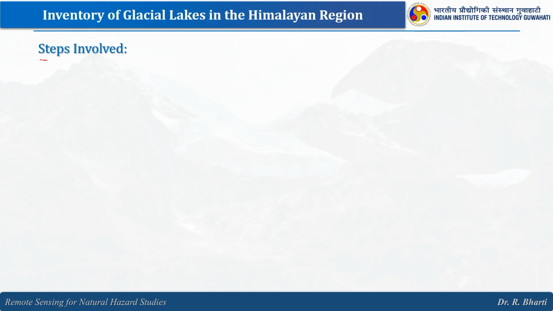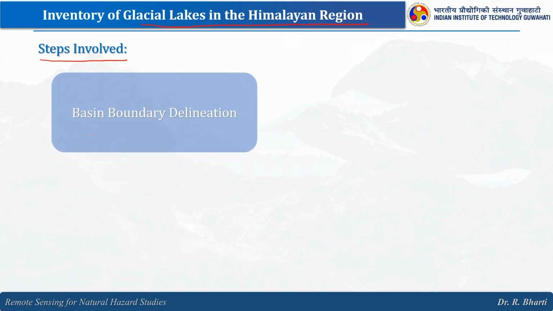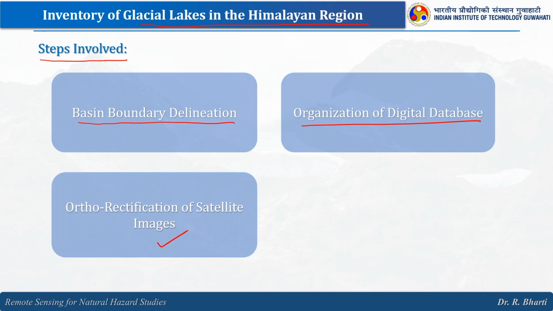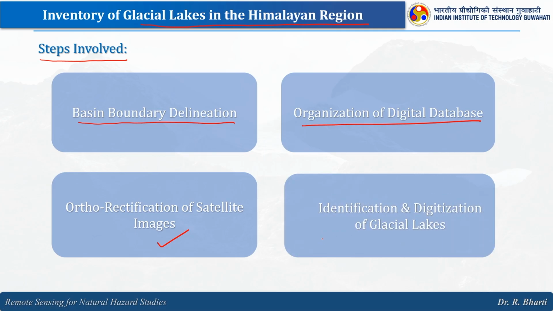So, here we will have the steps involved in generating the inventory of glacial lakes in the Himalayan region. First, we will go for the basin boundary delineation, then we will have the digital database, then we should have orthorectified satellite images, and then identification and digitization of the glacial lakes. This will help you to have a very high precision digital database of the glacial lakes.